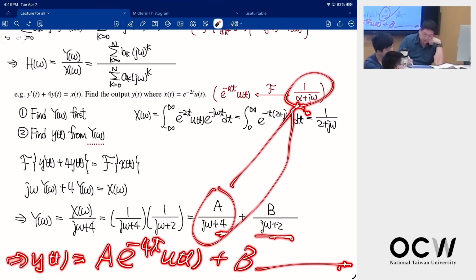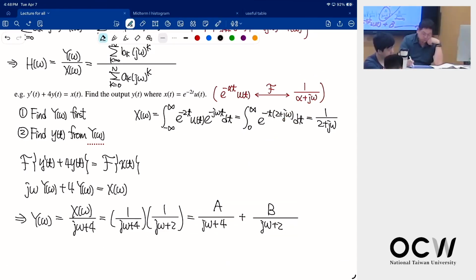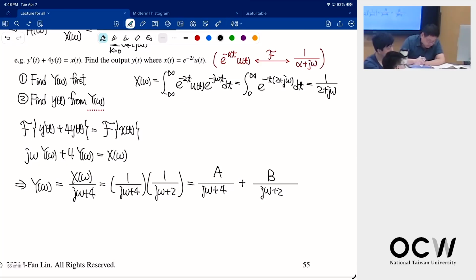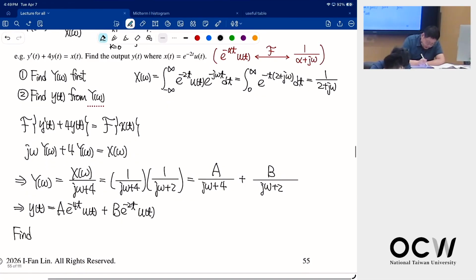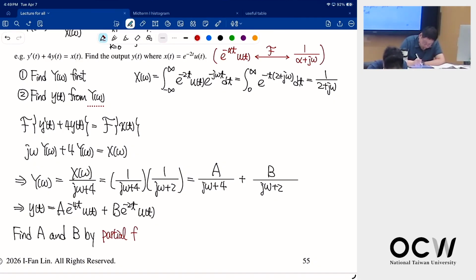Alpha will be 2. So here you should have the form: y is A e to the minus 4t u(t) plus B e to the minus 2t u(t). How do we find A and B? So using the partial fraction, find A and B by partial fraction.